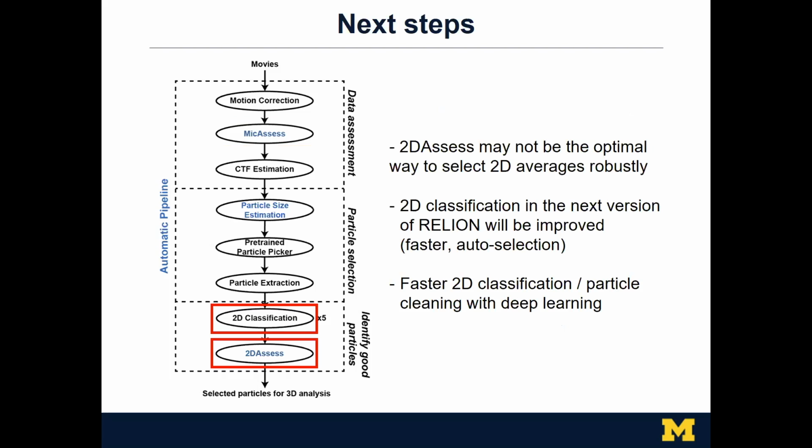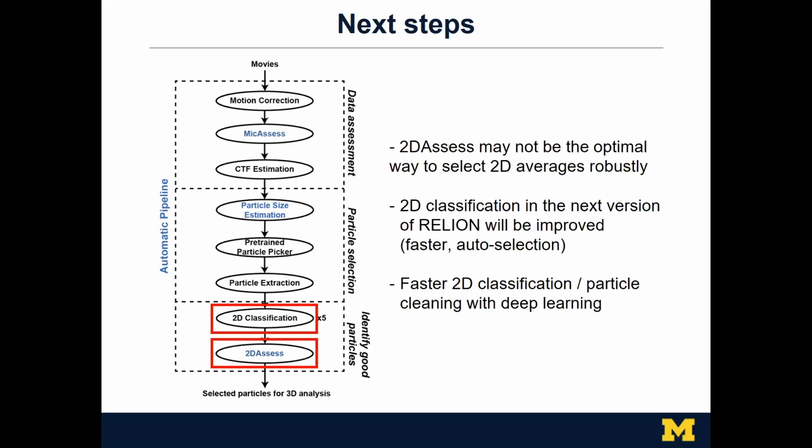Another thing is 2D assess. I start to realize that 2D assess may not be the optimal way to select 2D averages very robustly. So we don't plan to update the 2D assess model in the near future, since I think there might be a better way for auto selection.